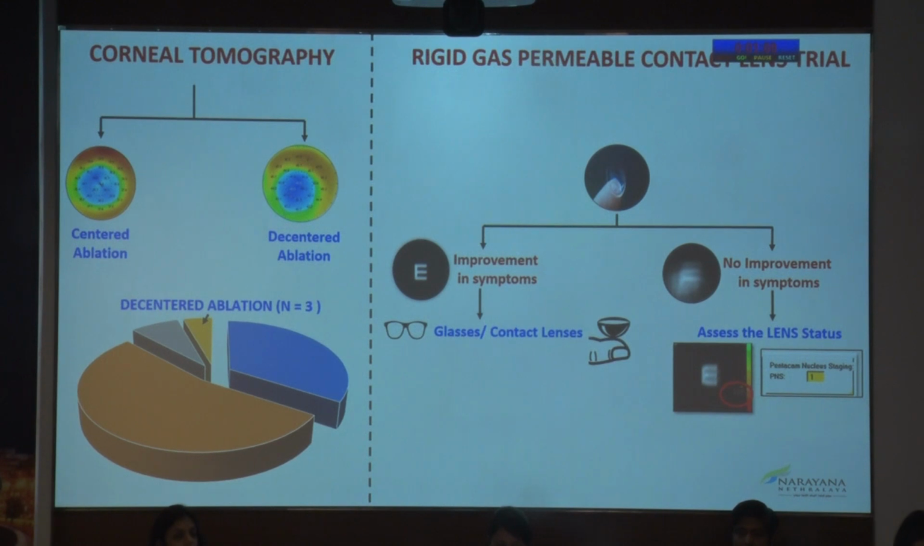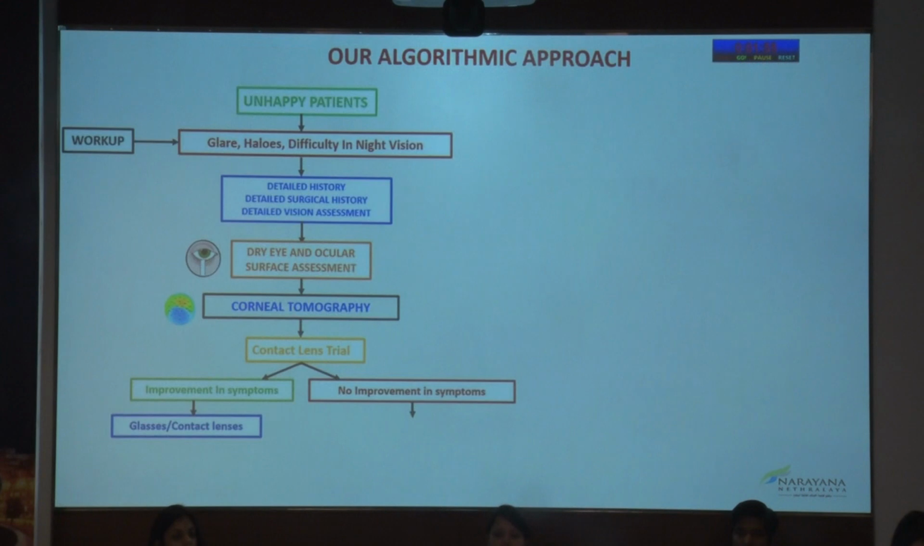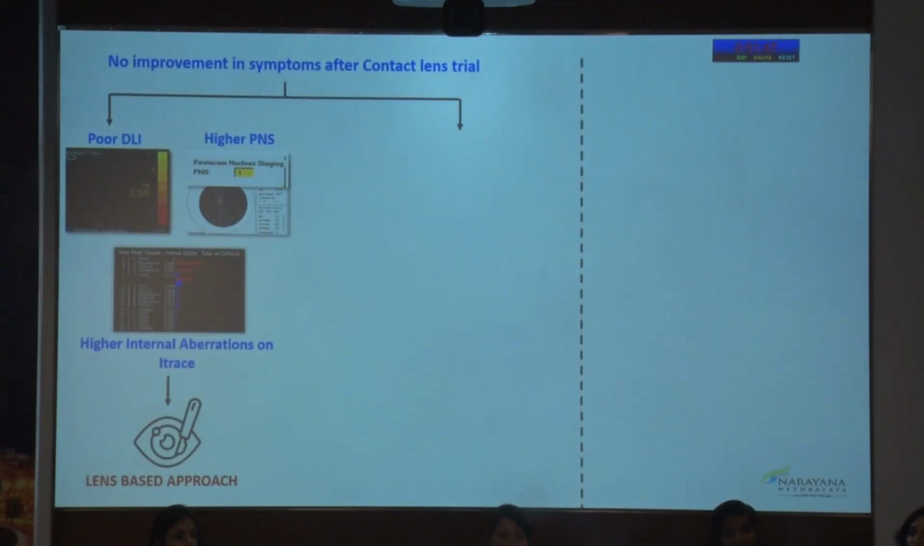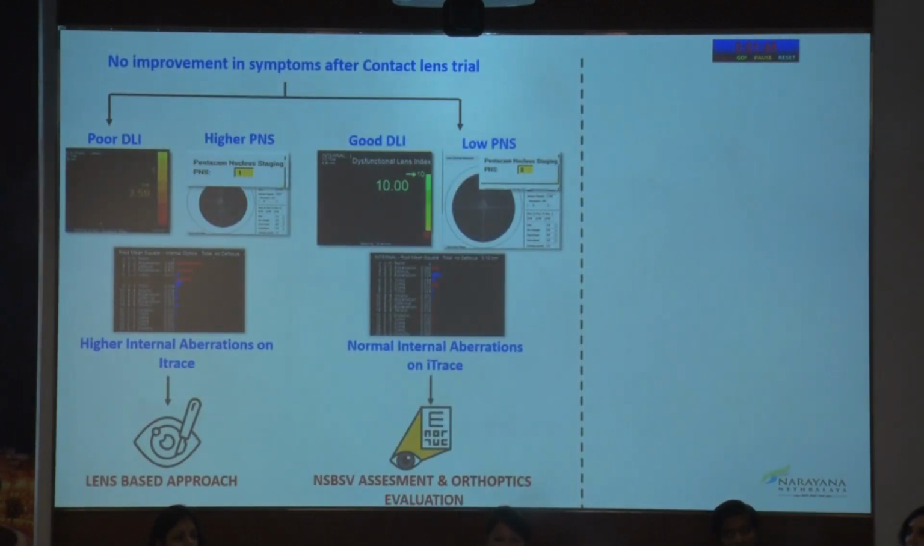See the internal aberrations; there can be some changes in the vitreous, and there can be some changes in the lens. Some of our patients did show changes in the lens, and they underwent cataract surgery, IOL exchange surgery, or refractive lens exchange surgeries. So with a higher PNS, take the patient for the lens-based approach. With a lower PNS, screen for something else, which is known as orthoptics.